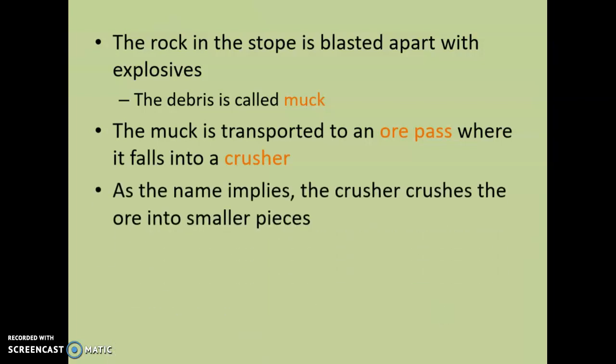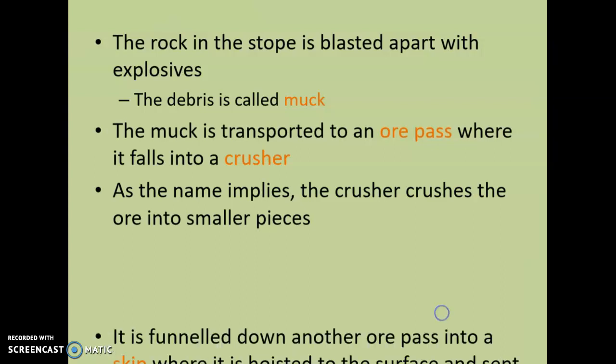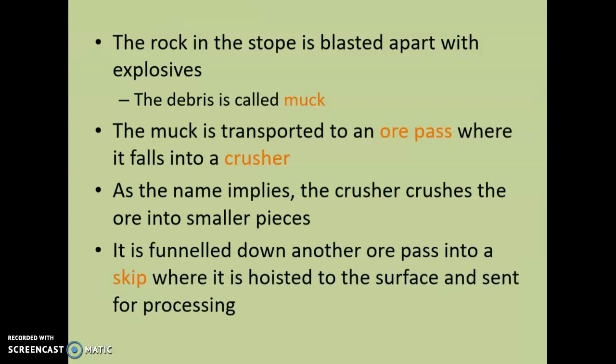As the name implies, the crusher crushes the ore into smaller pieces. Then it is funneled down into another ore pass, into a skip, and the skip hoists it to the surface where it's sent for processing.